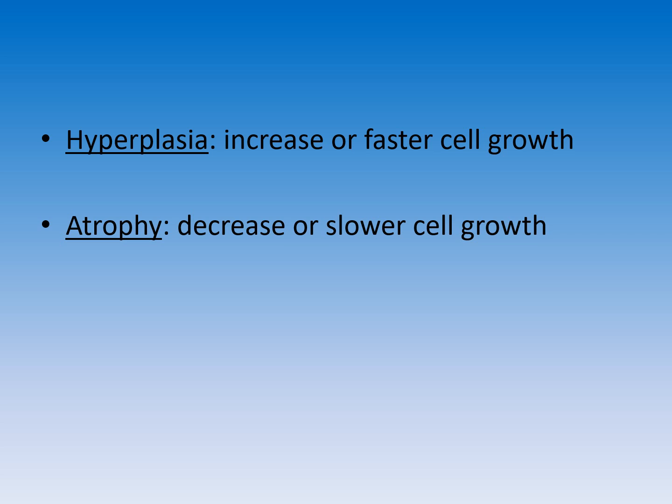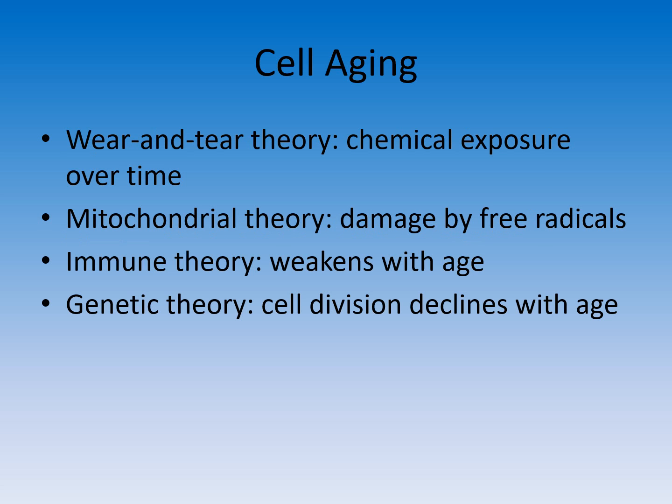Hyperplasia is increased or faster cell growth. So that's one thing that happens oftentimes in cancers. You get this increased cell growth in the tumor areas, and atrophy is decreased or slower cell growth.